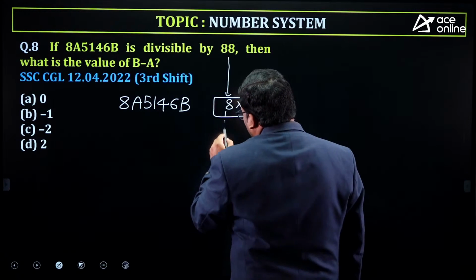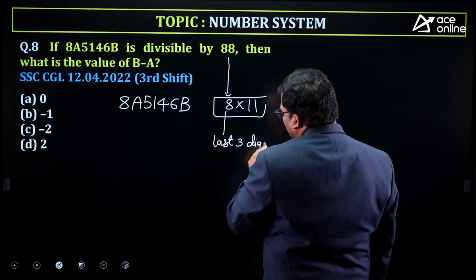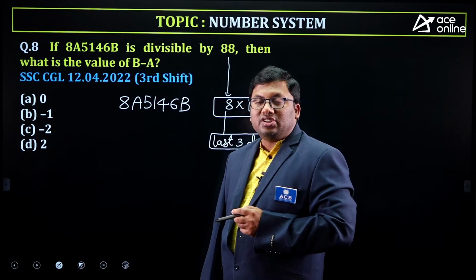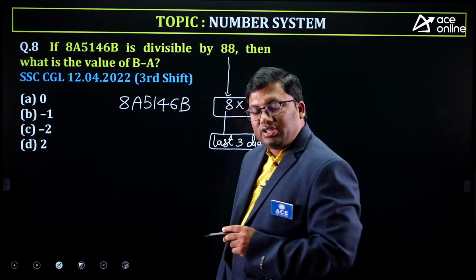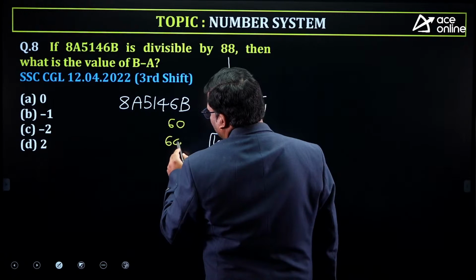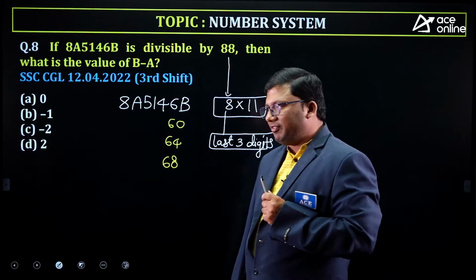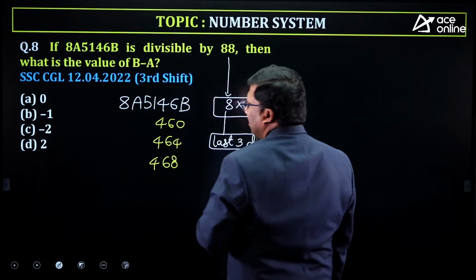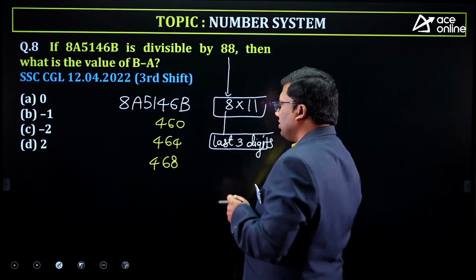What is the divisibility rule of 8? The last 3 digits should be divisible by 8. For the last 3 digits to be divisible by 8, the last 2 digits should be divisible by 4. That means 60, 64, 68. So this will be 460, 464, 468. Check which number is divisible by 8.